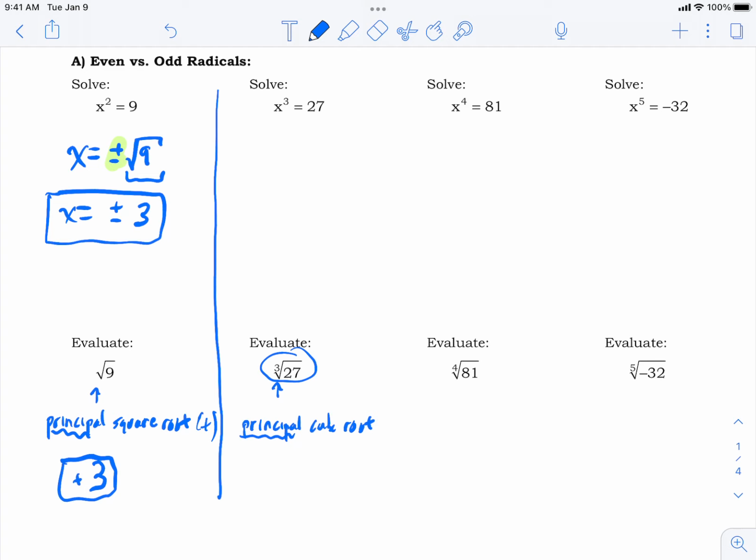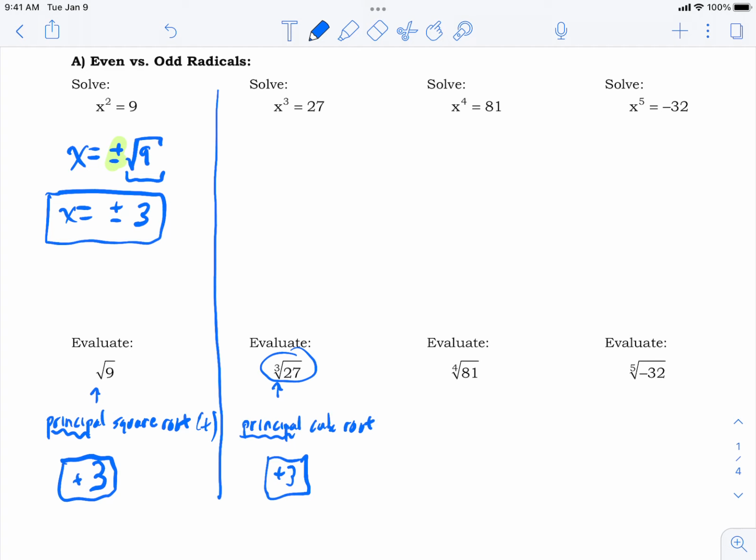Well, you could start with little numbers and say, does 1 times 1 times 1 work? No way. How about 2 times 2 times 2? Does that equal 27? No way. What if I did 3 times 3 times 3? Would that equal 27? And the answer is yes. 3 times 3 is 9. Times 3 again is 27. So it turns out that the principal cube root of 27 is 3. And it's positive, but it's 3.